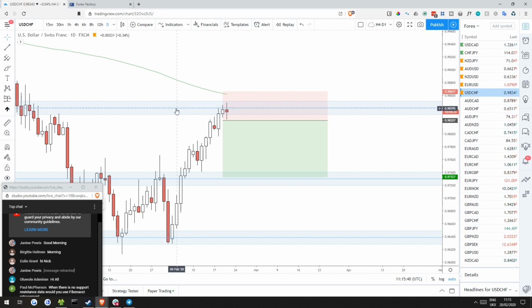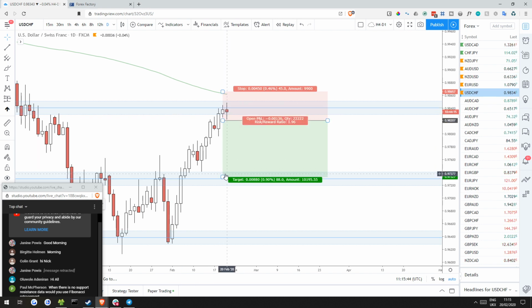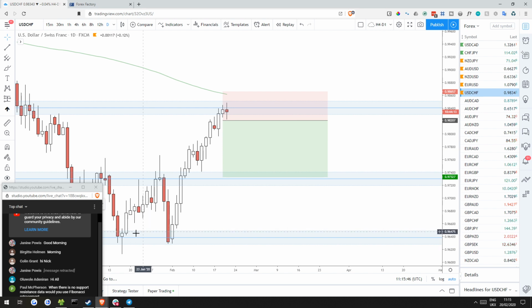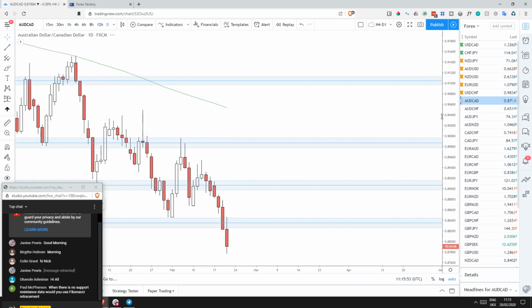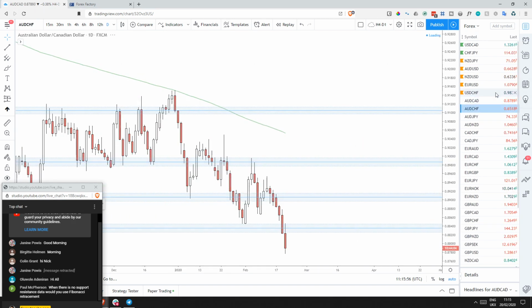Could enter this one today, definitely. This current candle, if this starts dropping down, we could enter this one today. No, Paul, I don't use Fibonacci. I'm not saying there's anything wrong with Fibonacci, I just personally don't use it.